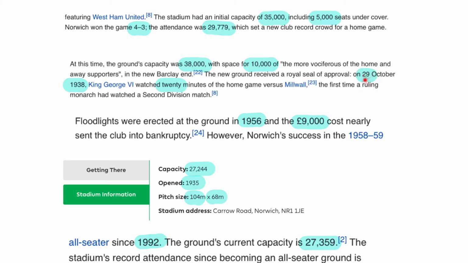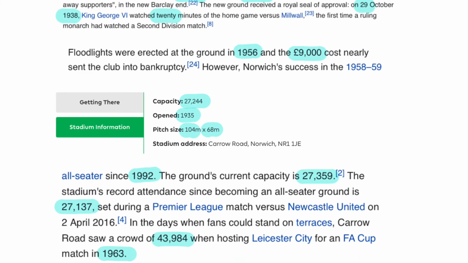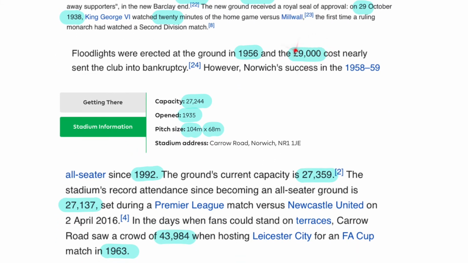In a date, that's not going to be rounded, is it? Because that would be the 29th of October in 1938. But do you think King George watched exactly 20 minutes of the home game? Is it possible that he watched 19 and a half minutes or maybe 21 minutes? We're not sure. So it's fairly unlikely, I would say, that a stopwatch went off at 20 minutes and then he went, right, I'm not watching anymore. I would expect that this £9,000 has been rounded as well.